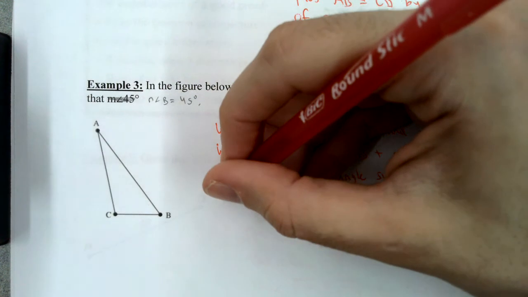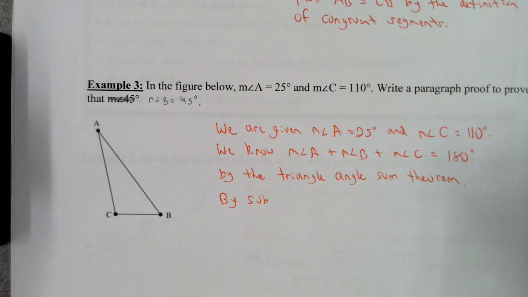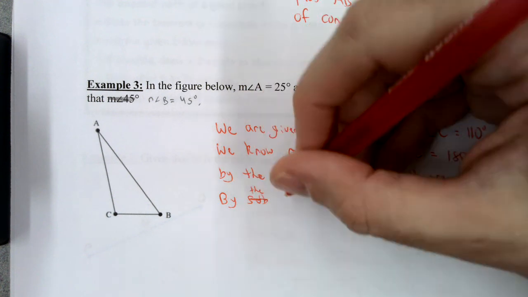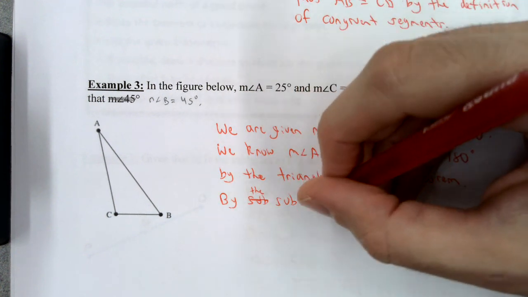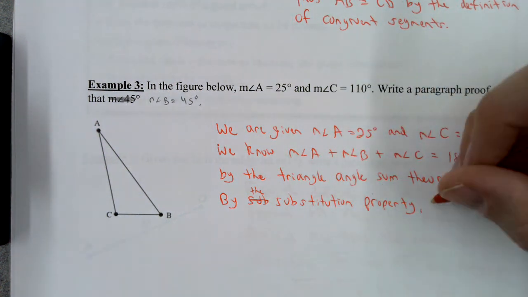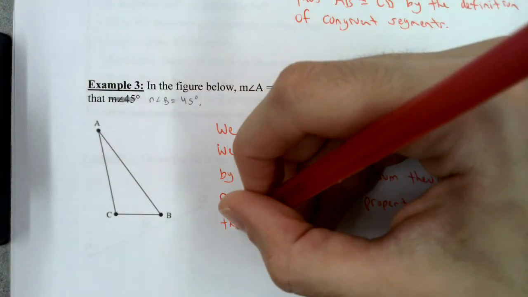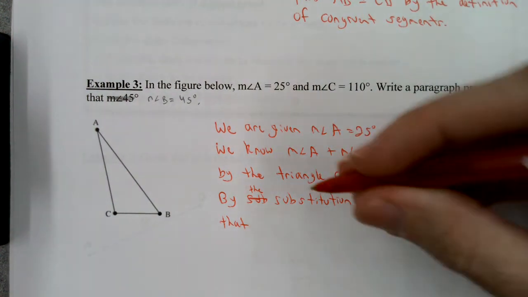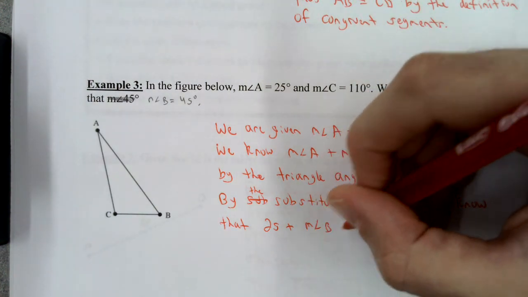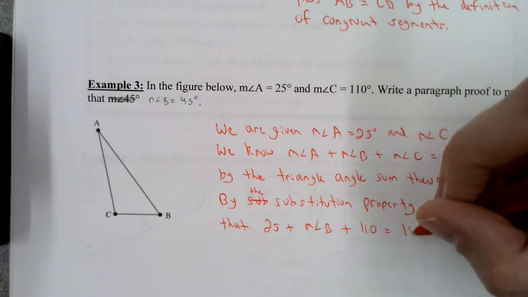I'm going to say by the substitution property, we know that the measure of angle A equals 25 degrees. So I'm going to say we know that 25 plus the measure of angle B, because we don't know that, plus the measure of angle C we know is 110. So I'll say plus 110 equals 180.